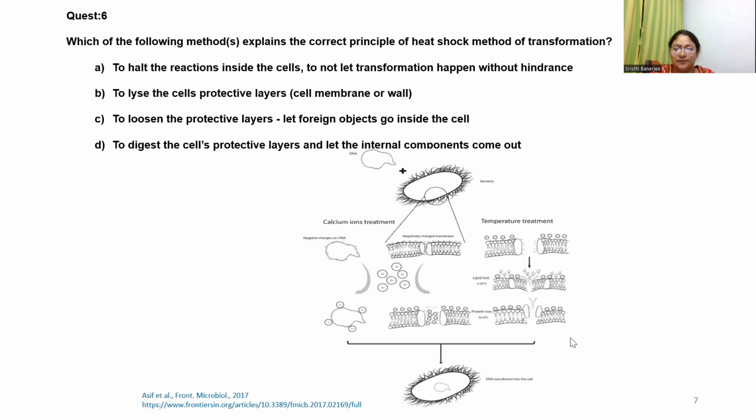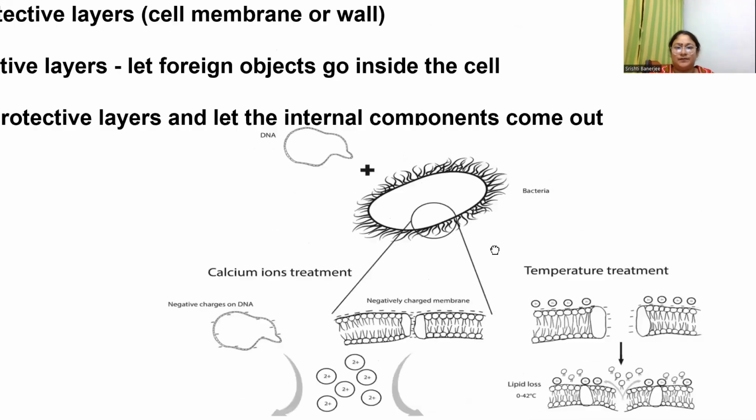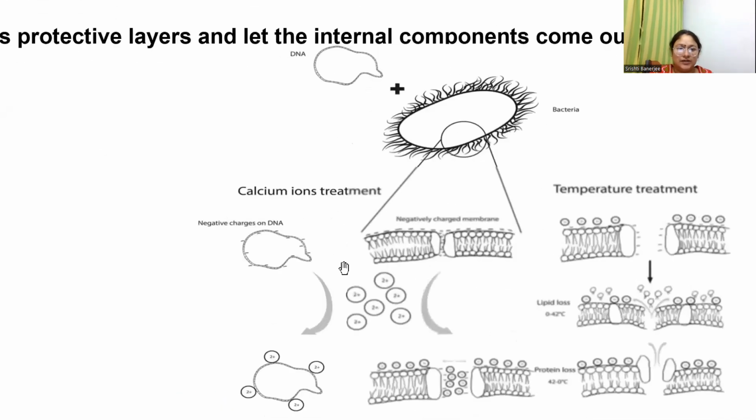So let's see a picture of what actually happens here. So this was your DNA. I'll just zoom it up. This was your gene of interest, and this is your bacteria. This is its cell wall and membrane. This is your cell. Then you are doing calcium treatment to it.